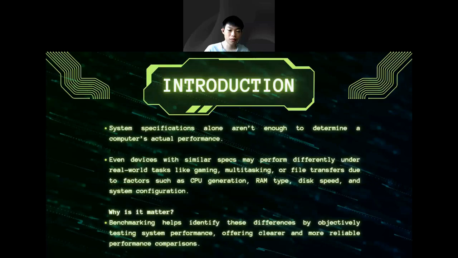So I'll be telling you the introduction of our project and our benchmarking presentation. System specifications alone aren't enough to determine a computer's actual performance. That's why we are carrying out this benchmarking process. Even devices with similar specifications may perform differently under real-world tasks like gaming, multitasking, or file transfer due to factors such as CPU generation, RAM type, disk speed, and system configuration. So why does benchmarking matter? Benchmarking helps to identify these differences by objectively testing the system performance, offering clearer and more reliable performance comparisons.